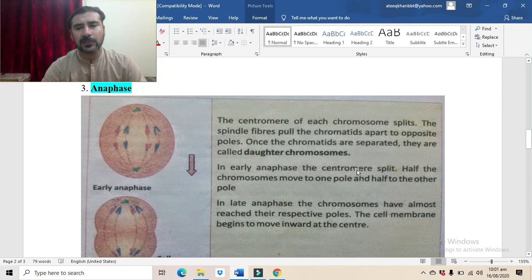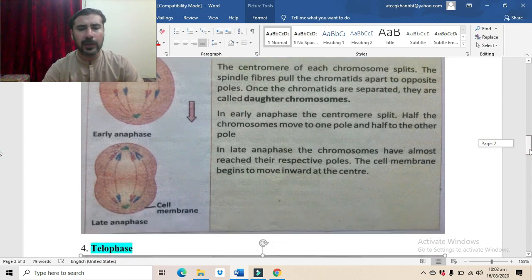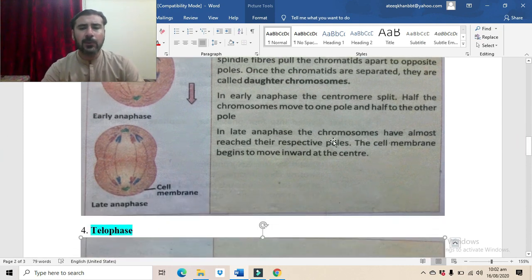In early anaphase, the centromere splits. Half of the chromosomes will move toward one pole and half to the other. In the late anaphase, the chromosomes have almost reached their respective poles. This is one pole, this is another pole. These are the chromosomes. They have reached the opposite poles.